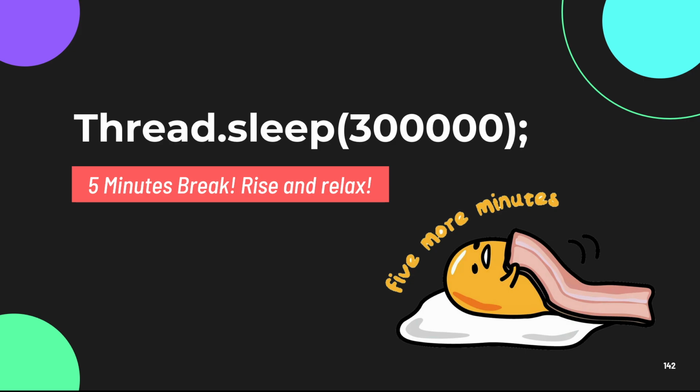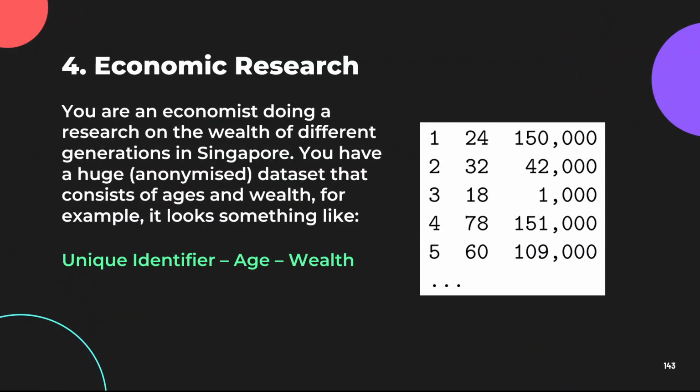So let's start the remaining today, on question 4. Question 4, we are going to talk about economic research. For example, if you are an economist doing research on the wealth of different generations. Here you have a data set. The first one is your unique identifier, the second one is your age, and the third one is the wealth, some sort of net worth.